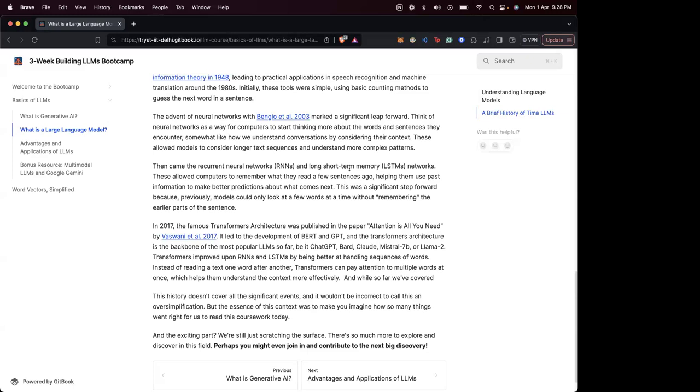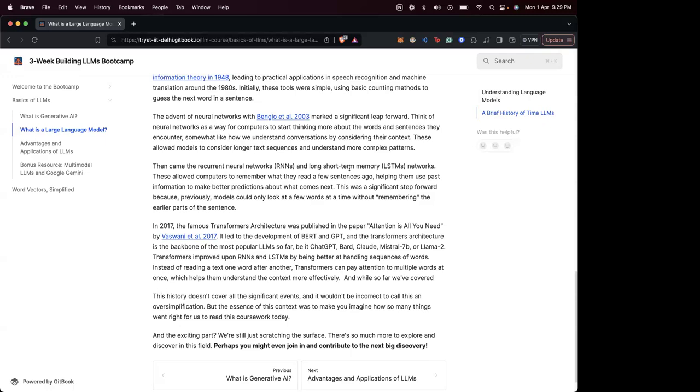But then what happened was in 2017, a paper was published called Attention is All You Need. This is by Vaswani et al. And it led to the development of BERT and GPT. So the point is that this transformer architecture used this attention mechanism, which paid more and more attention to certain hotspots, quote unquote, in the previous 15 paragraphs, let's say, to create good context for the next word that is to be generated in a very efficient way.